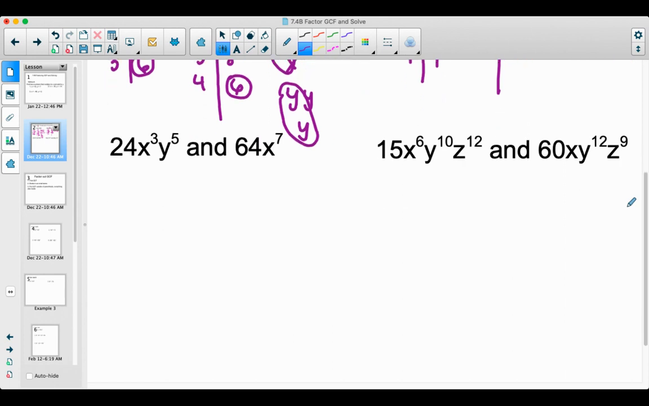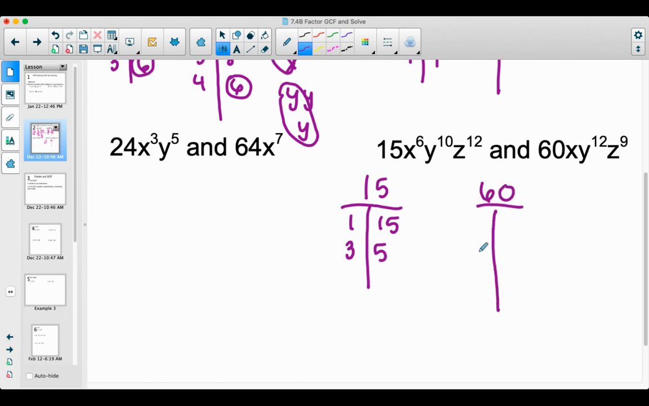And let's try one more that has 3 variables. So we have 15. 1 and 15, and 3 and 5 are your factors of 15. And 60, what you can do is, can you divide 15? Think about your biggest one. Does 15 go into 60? It does. 4 and 15 is a factor. So again, you don't even have to do all of your 60. You can just look and notice the largest one goes with it. And so 15 is going to be your GCF.